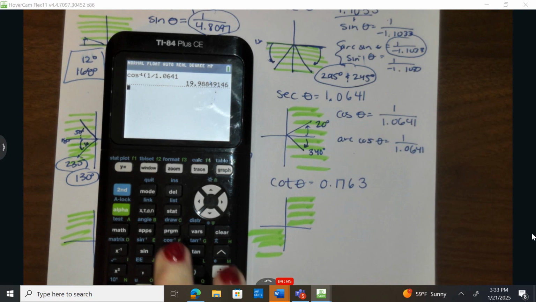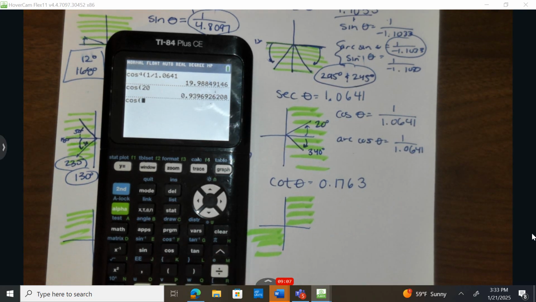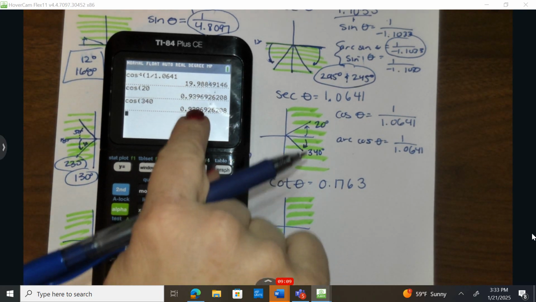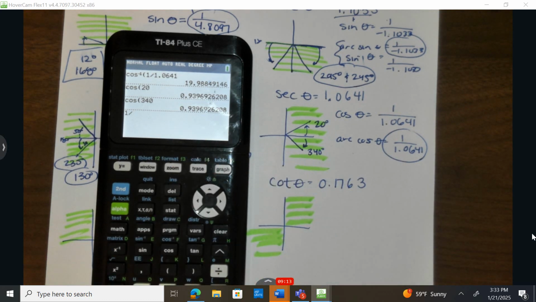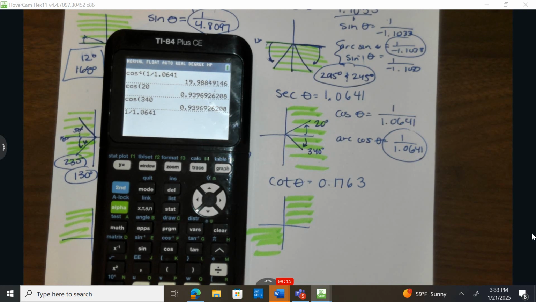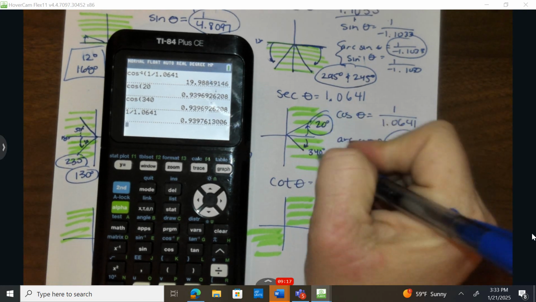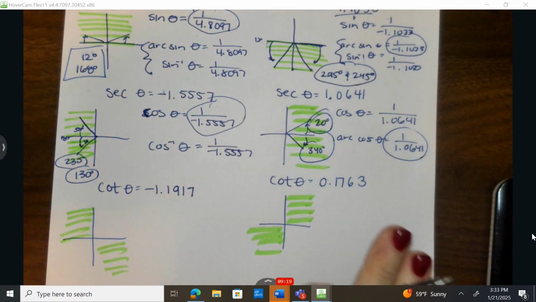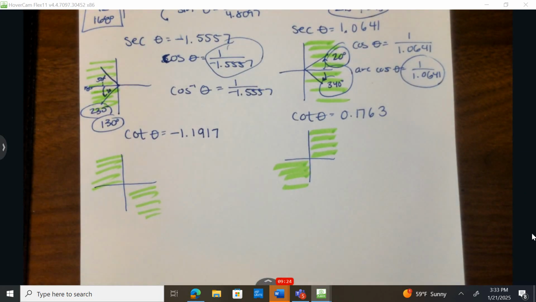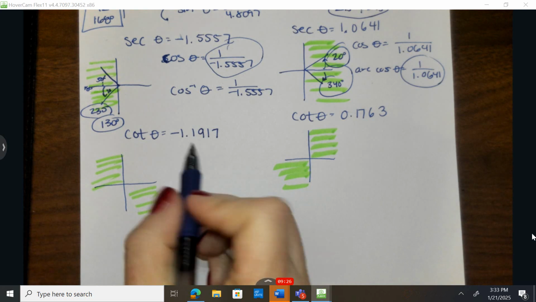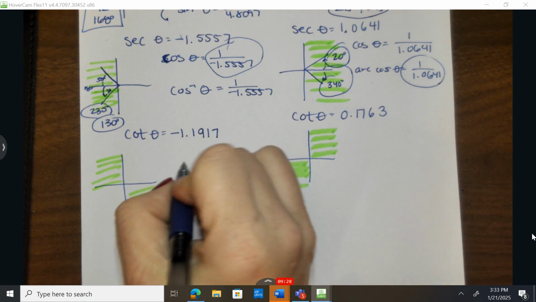Let's see if those are correct. Cosine of 20 and cosine of 340. Okay, now if it's correct, this value will also equal this decimal amount, 1 divided by 1.0641, and it does. I feel confident in these two answers. Let's go on to our final two examples using cotangent. It's going to work the exact same way. Let me demonstrate how to do number 5 for you.